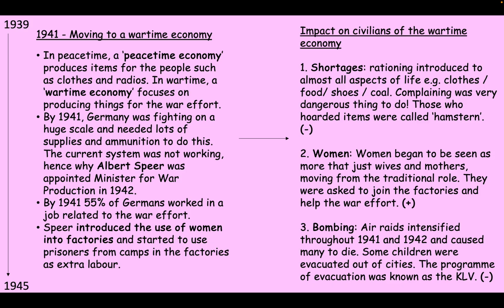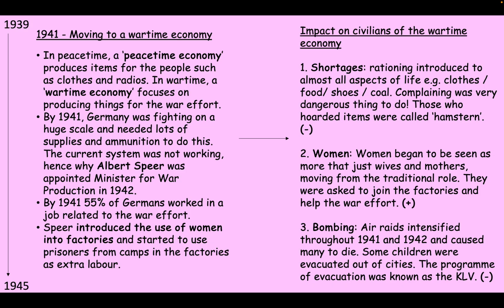Now, this has some significant impacts on civilians, because if you're producing more things for the war and less things for the people, you're going to get shortages. So they had to introduce rationing to almost all aspects of life. They had to ration clothes, food, shoes and coal. So that clearly is a negative, where shortages are an impact of that wartime economy and they're causing people problems.